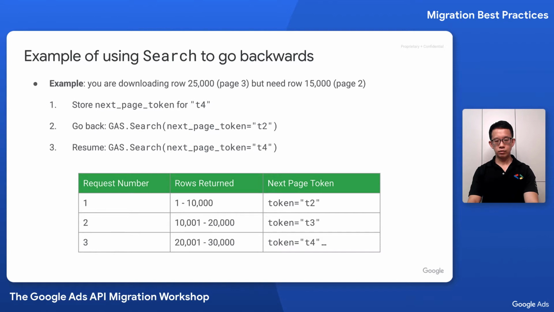After you are done with row 15,000, you can resume your operation by issuing another search request specifying the next page token as T4. And in this way, you will get back page 4 and continue your job.